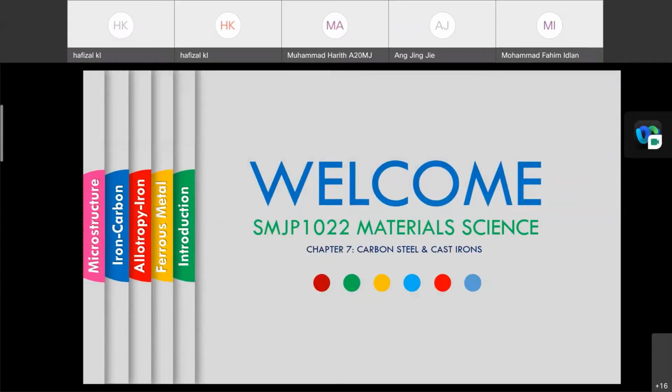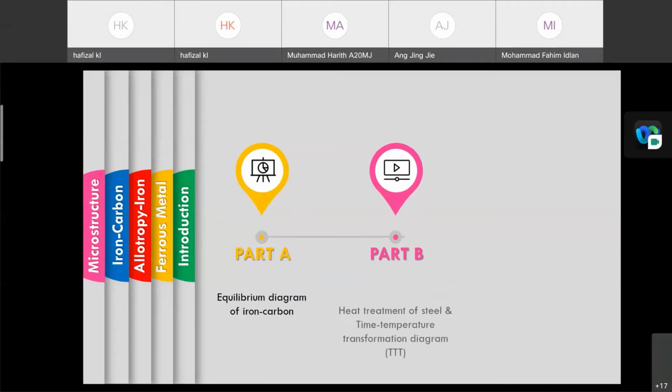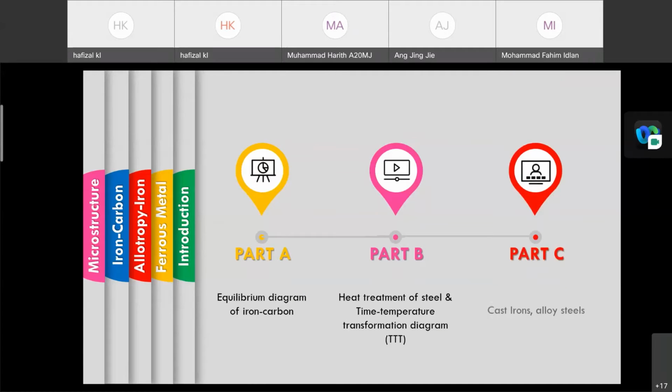So today we will continue our last chapter, chapter 7, carbon steel and cast iron. Previously we already covered chapter 6, phase transformation. Okay, and then we learned about the phase diagram. To build a phase diagram, we look at the solidification or cooling process of a mixture of two different materials, with the composition in terms of weight percent.